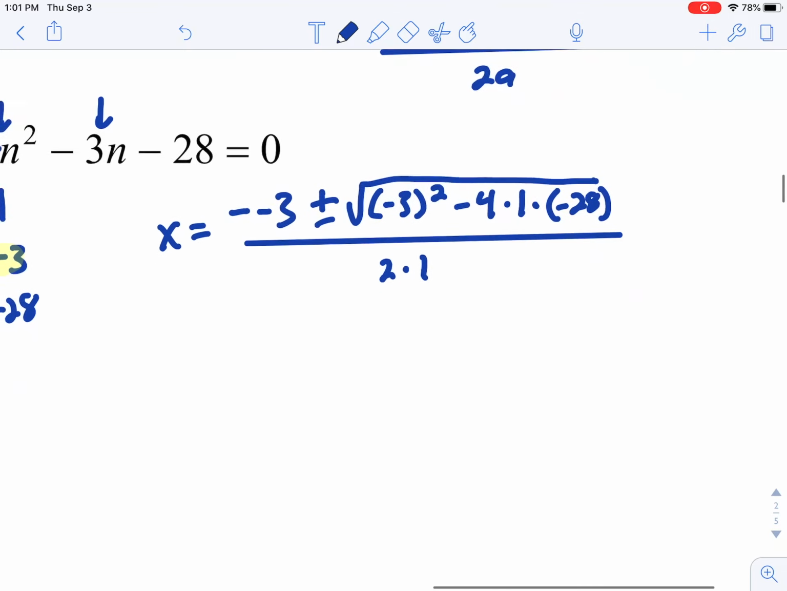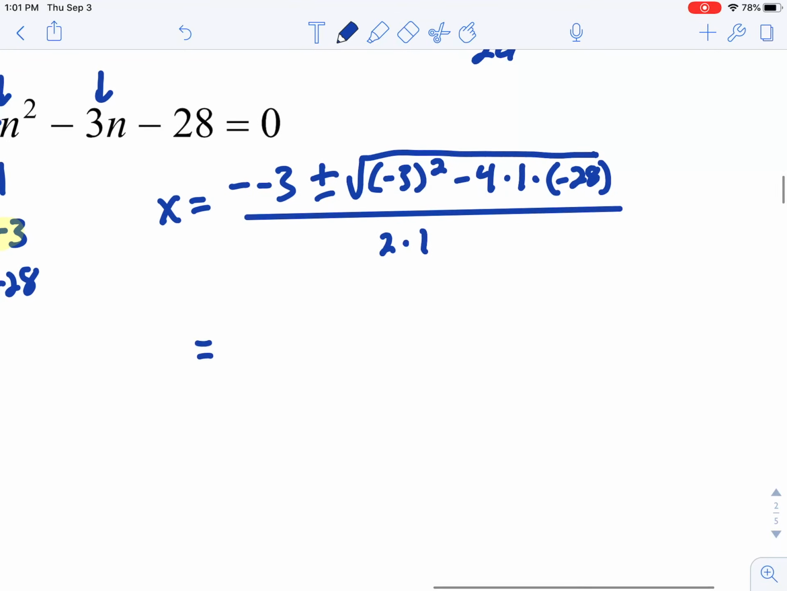So this is the equation which we must solve. Again, a double negative, pretty easy. That's positive 3. Bring down the plus or minus, square root. Negative 3 squared, that's 9.